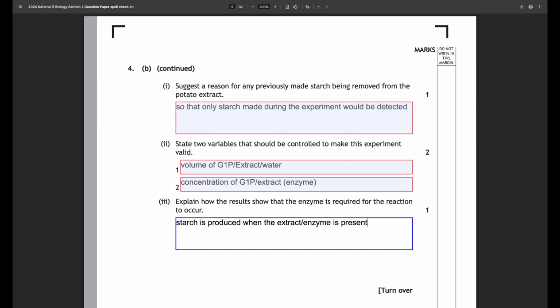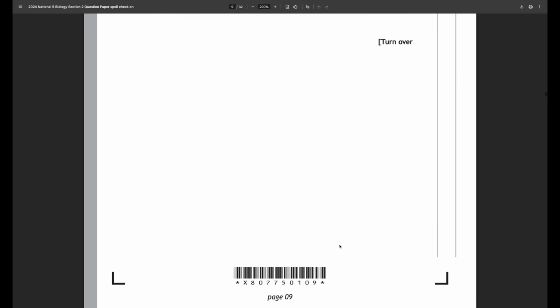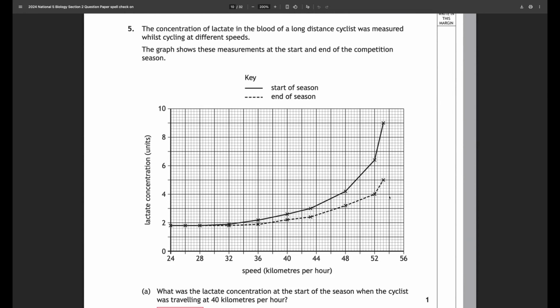That would be fine. Or you could say something like no starch is produced in the second row, okay? And no starch is produced in the control experiment, because that's a control experiment, remember, where we've replaced the factor we're investigating. That's the enzyme, and we've replaced it with an alternative that will have no reaction, which is the water. Okay, moving on to question 5.